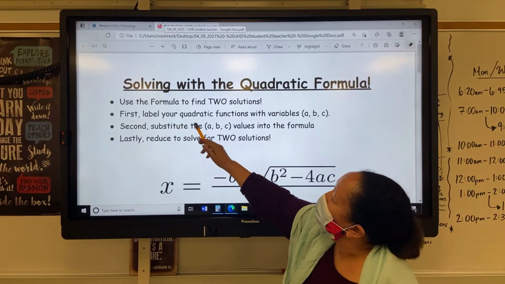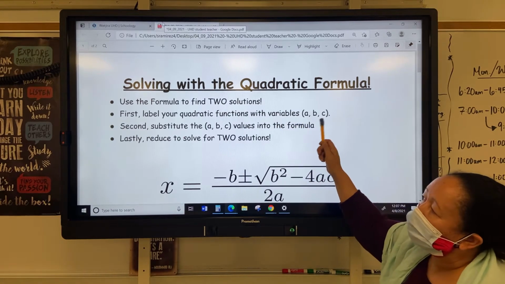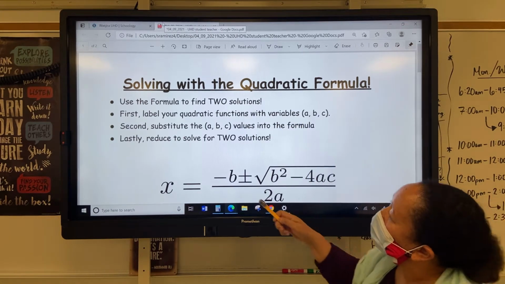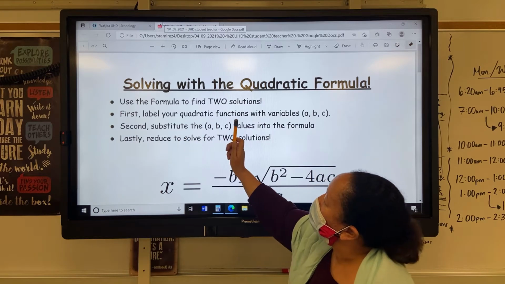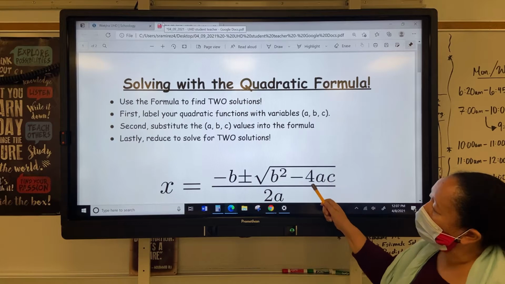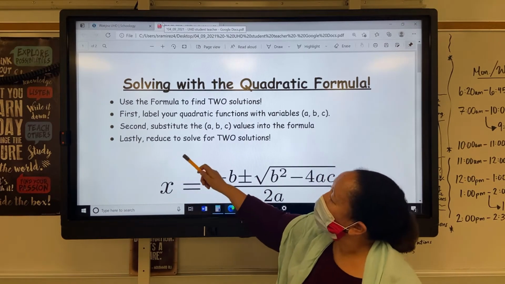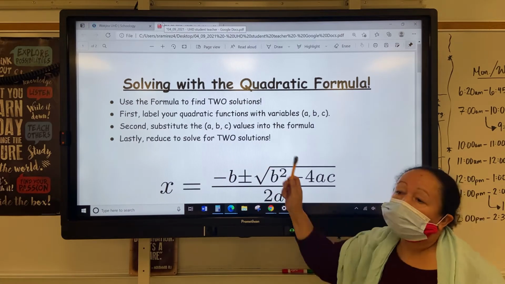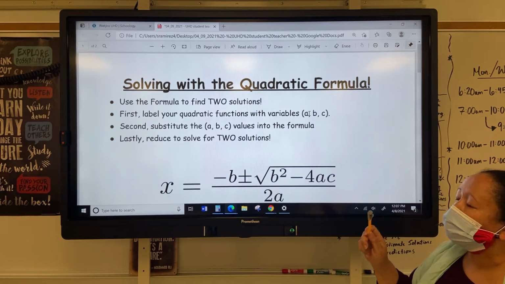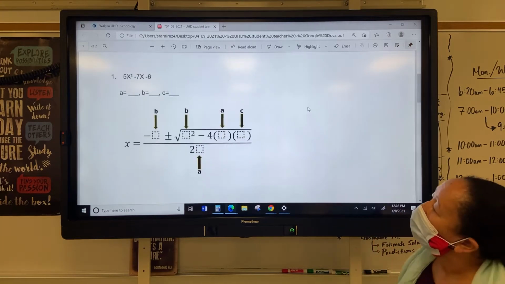First, you label the quadratic function with the variables a, b, c. That will make it easier for you. Second, substitute those a, b, c values into the formula. This is the formula, the quadratic formula. And lastly, reduce to solve for two solutions. We always get two solutions with the quadratic formula.